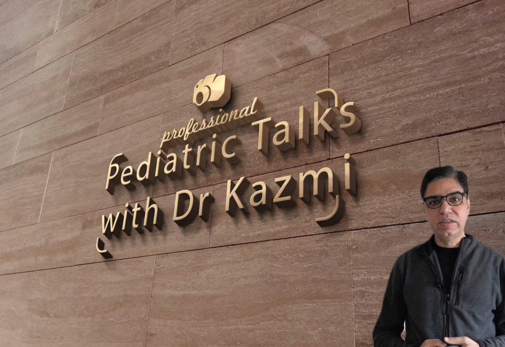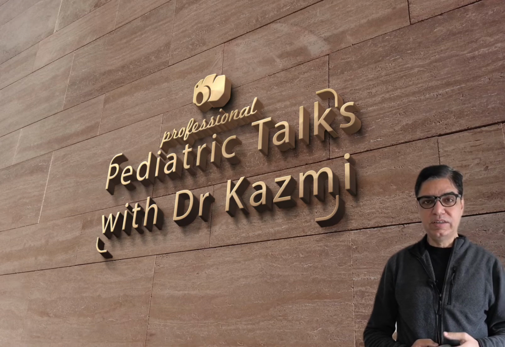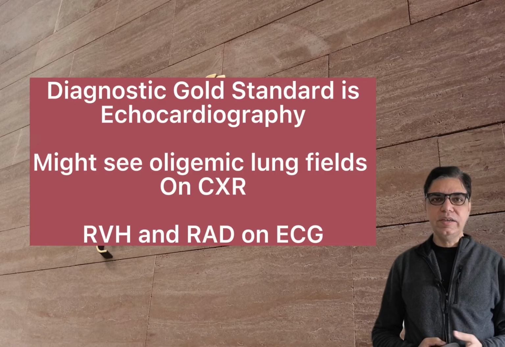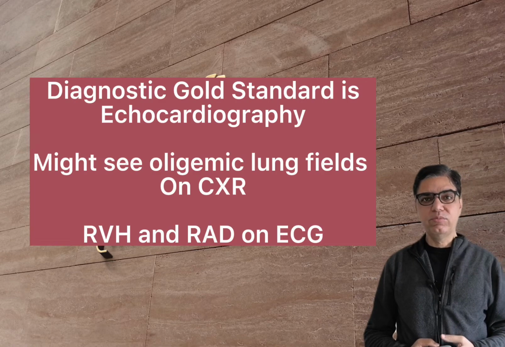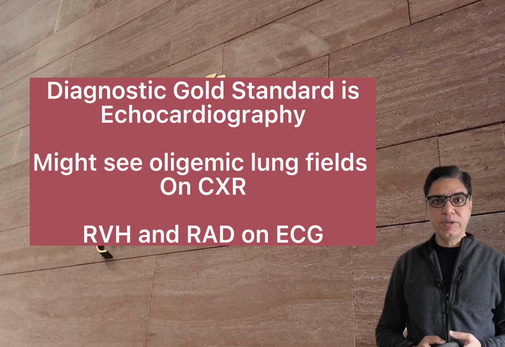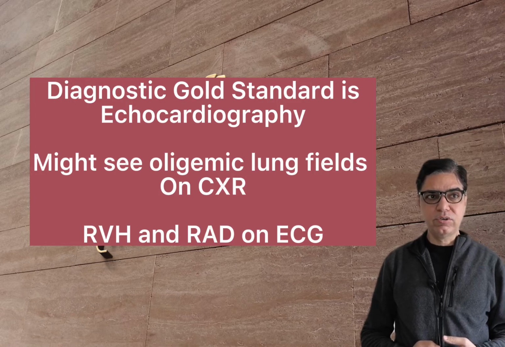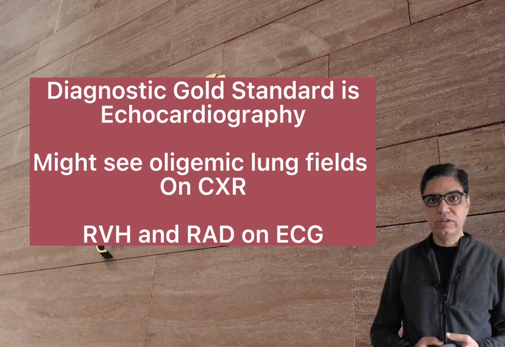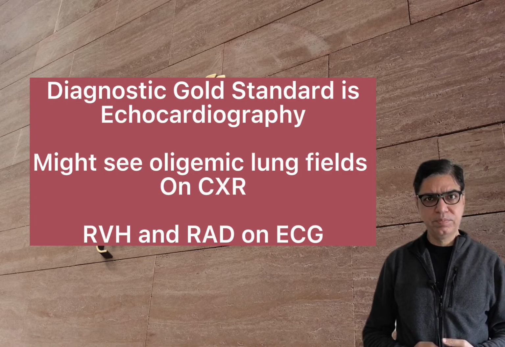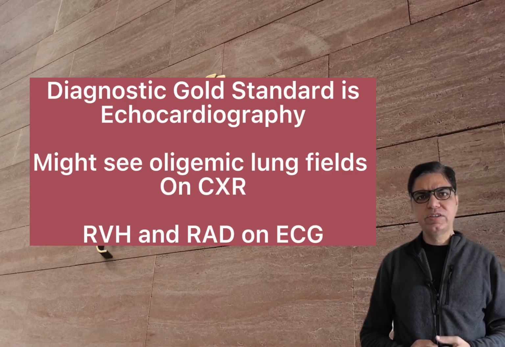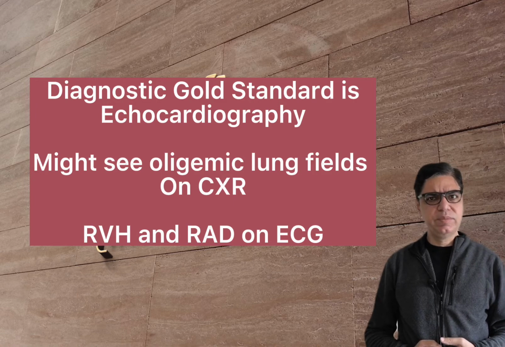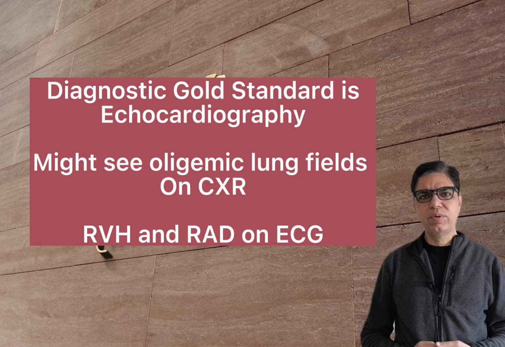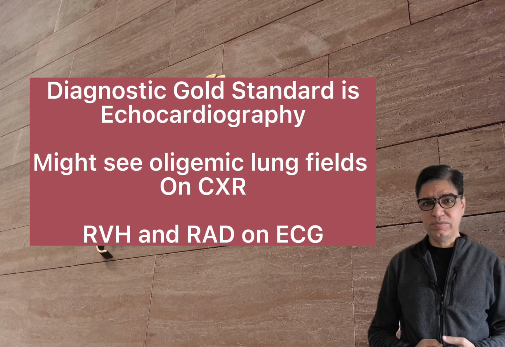As far as the diagnosis is concerned, the diagnostic gold standard is an echocardiogram. An echocardiogram would give you a complete picture of the stenosis, and you can not only measure the valve parameters, but you could also see the flow gradient across the stenotic valve. Nevertheless, initial tests are usually an ECG and chest X-ray. The ECG might show you signs of right ventricular hypertrophy, or in severe cases right axis deviation as well.